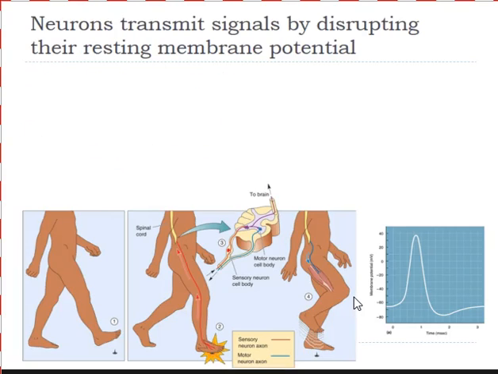So again, the idea is that we talked about resting neurons in the last chapter. Neurons are interesting in a lot of ways because they're electrically excitable. And so they transmit signals by having changes and disruptions in their resting membrane potential.